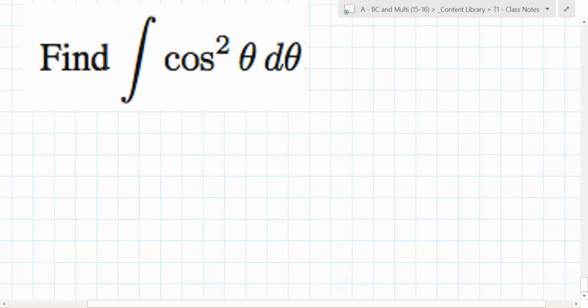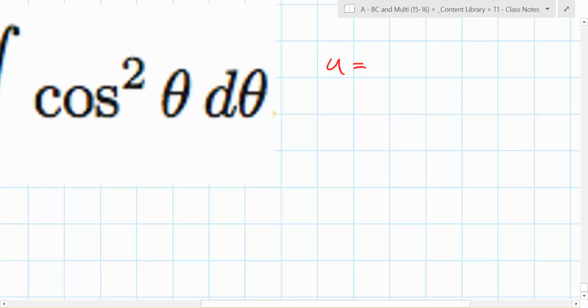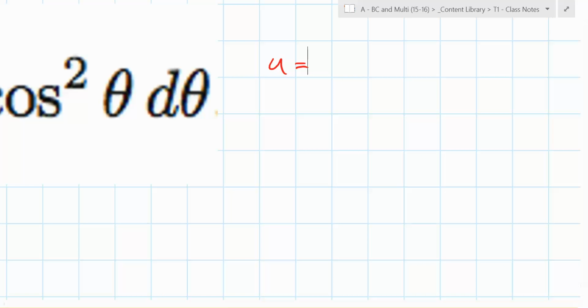Anybody want to guess? Anybody want to try something? What u do you want to use? Okay, hold on. Pause. So here's one choice. I'll give you two choices. One choice would be letting u equal cosine. Another choice would be letting u equal cosine squared theta. Either one. We've seen both cases work, right?